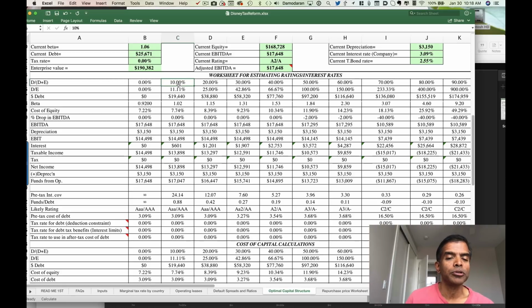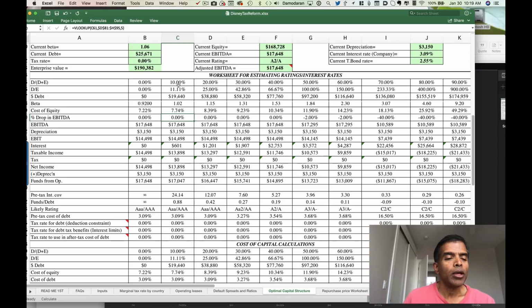I start with a 10% debt ratio. I convert the 10% debt ratio into debt to equity, 10 over 90. I look at how much dollar debt you will have at that debt ratio. And then comes the mechanics of working through my cost of equity and cost of debt at that debt ratio. I take your unlevered beta and I come up with a levered beta at that debt ratio. It's much higher. Cost of equity goes up.